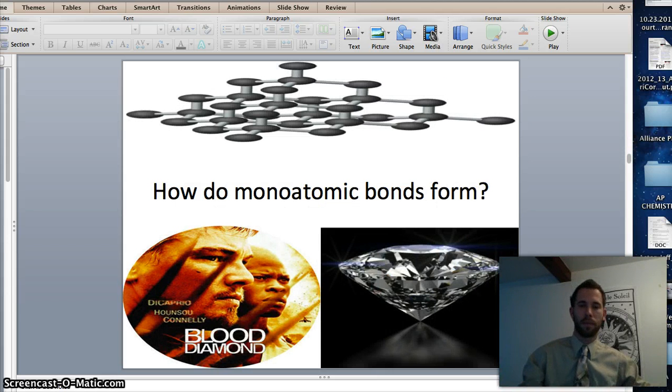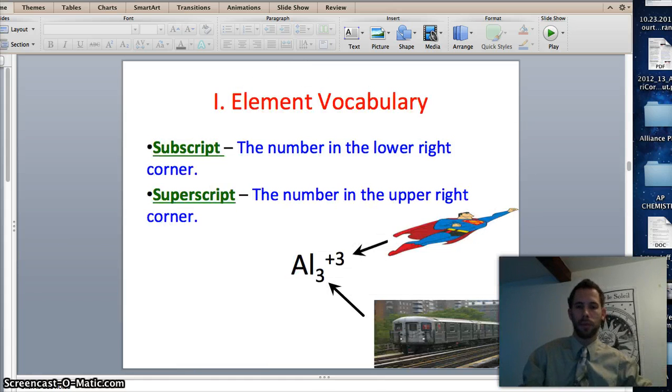So what are monoatomic bonds? Well, we know mono means one atomic, so it's between one atom and one atom.